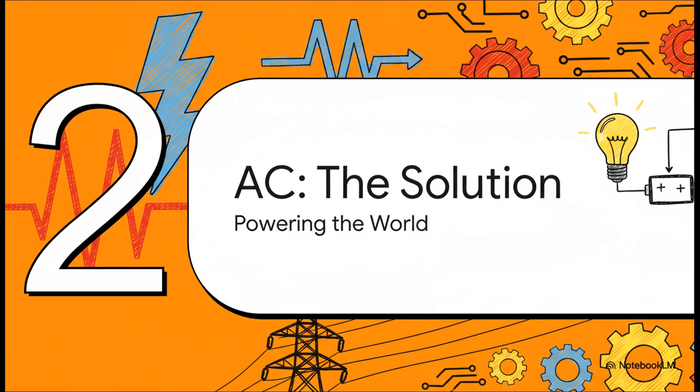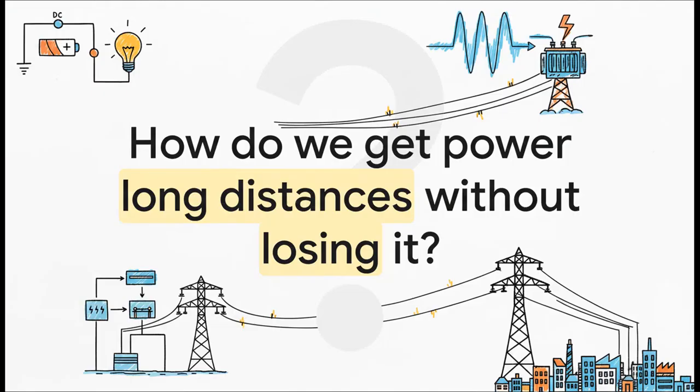Now, DC is fantastic. It's simple, it's predictable, perfect for batteries and small electronics. But it has one massive problem. It's terrible at traveling over long distances. You just lose way too much energy. And that was a huge roadblock for building, well, the entire modern world. This became the central question for the early pioneers of electricity.